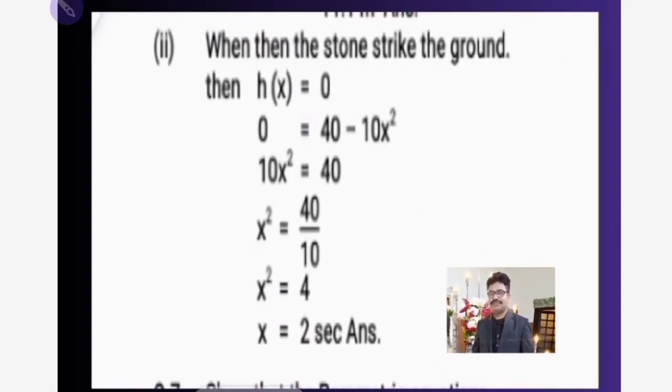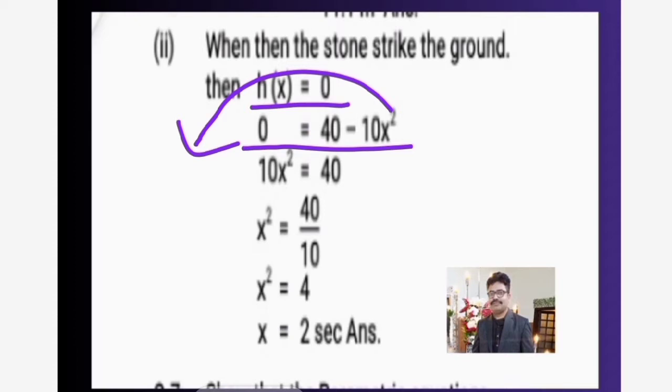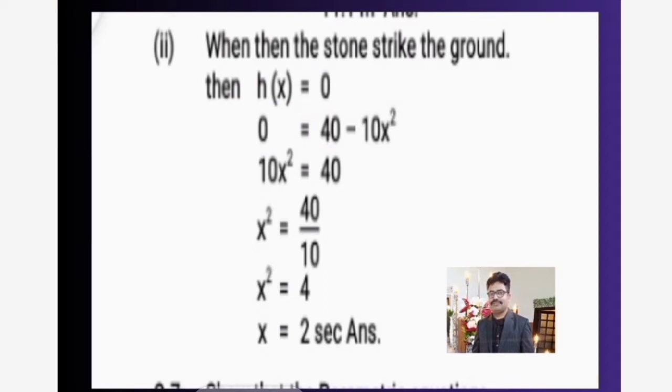Now we will simplify the part 2. When the stone strikes the ground, as you know that when stone strikes the ground, height will be 0. So we will write h of x was 40 minus 10x square, and it is equal to 0. So 40 minus 10x square is equal to 0. We have to find the value of x, so 10x square is negative on the right hand side, so it will become positive on the other side. And now we have to find the value of x, so 10 will be divided on the right hand side, and 40 divided by 10, that is equal to 4, so x square is equal to 4.